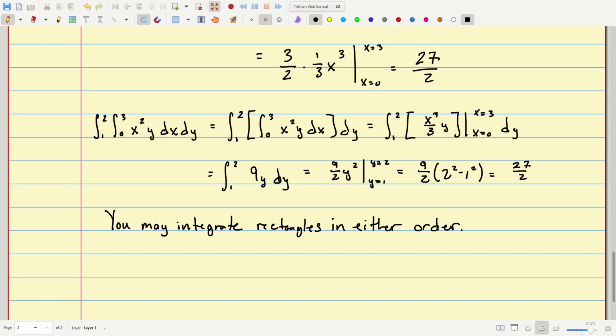Now, it's a polynomial, so it really doesn't matter, right? But that is one of the things that you should be looking to develop a skill for: examining the integrand and figuring out which variable do I want to integrate with respect to first. Because sometimes integrating with respect to one variable as opposed to the other is going to make things messy.